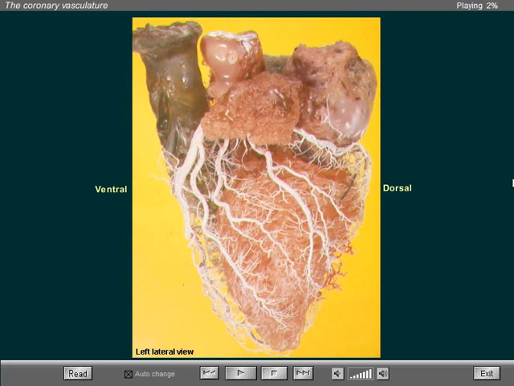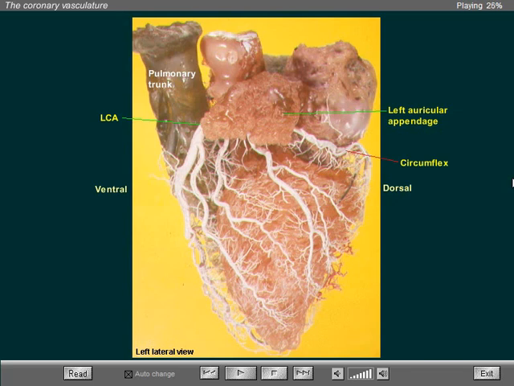This is a lateral view of the heart seen from the left side. The anterior chest wall is to your left and the dorsal aspect of the patient is to your right. Note the pulmonary trunk, which is a cephalic extension of the right ventricle. Note the left auricular appendage, which obscures or covers the circumflex branch of the left coronary artery.